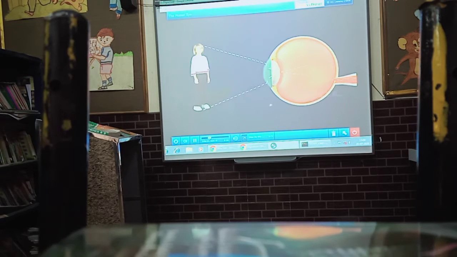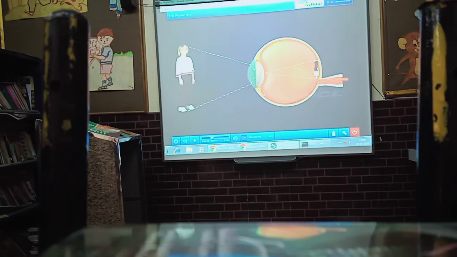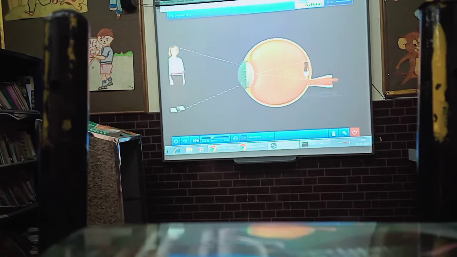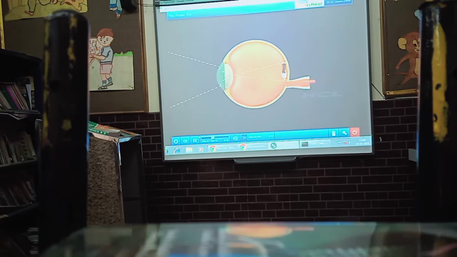And focuses it on the retina. The image of the object is projected upside down on the retina. Then, in the retina, light after passing through the vitreous humor is focused on the retina. The light-sensitive cells change the image into messages that our brain can understand.